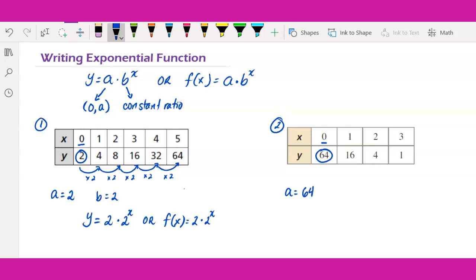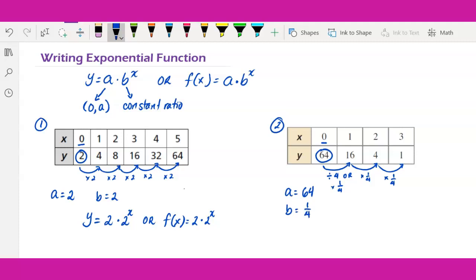Now let's find b. From 64 to 16, we are dividing by 4, or we multiply by 1/4. Dividing by 4 is the same as multiplying by 1/4. 16 to 4 is going to be times 1/4. 4 to 1 is going to be times 1/4. So our b is equal to 1/4.